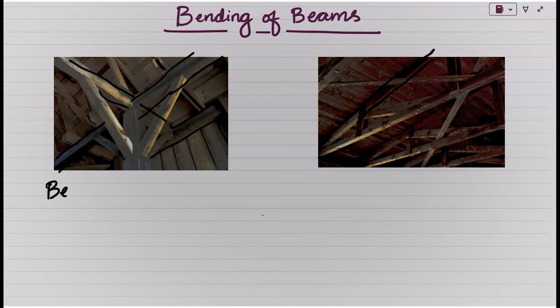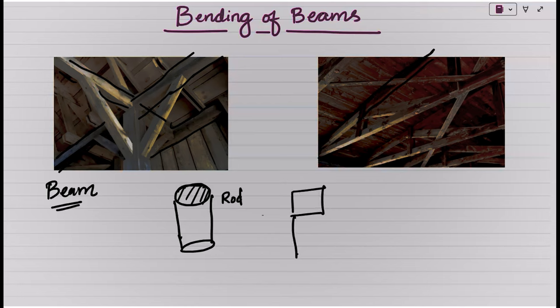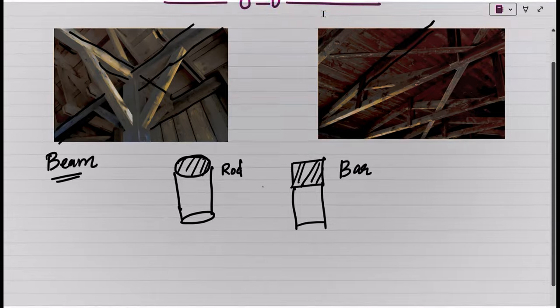So, what is a beam? Can you define that? Consider the picture. It is a rod having circular cross section. And look at this picture. This is a bar in rectangular cross section. We call it a beam. Now we are going to define what is a beam.